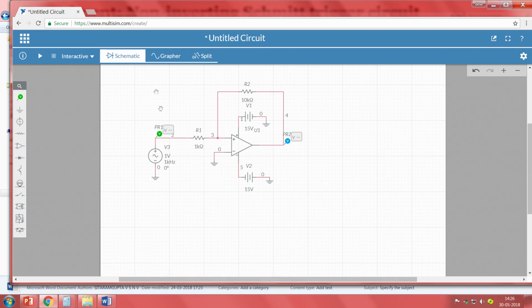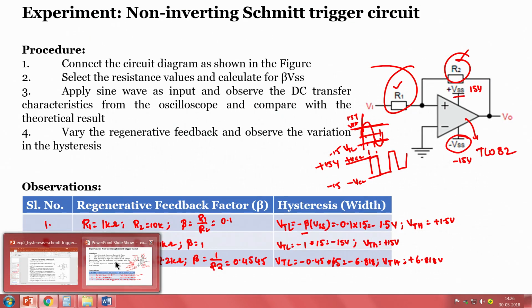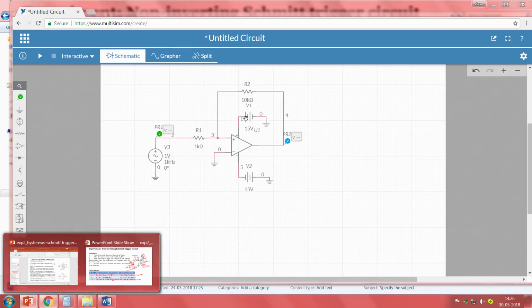Now what is the input voltage? When we look into the presentation, we remember that the threshold values are plus 1.5 and minus 1.5. When we recall the expected output, when my input voltage is greater than the higher threshold value, meaning in this case greater than plus 1.5 volts, I should get an output of plus VCC, meaning 15 volts. Similarly, when the input voltage is lower than minus 1.5 volts, the lower threshold value, I should get an output of minus VCC.